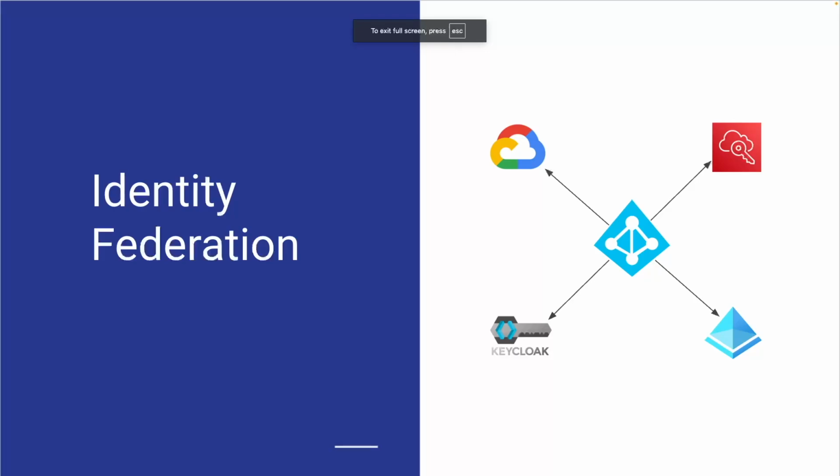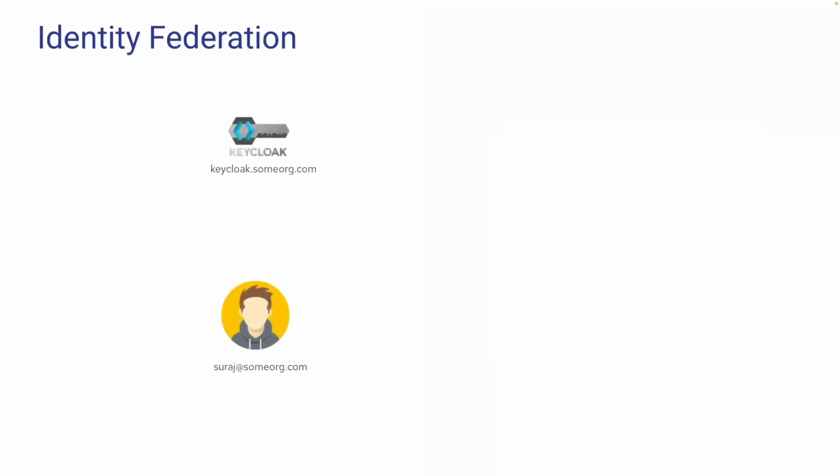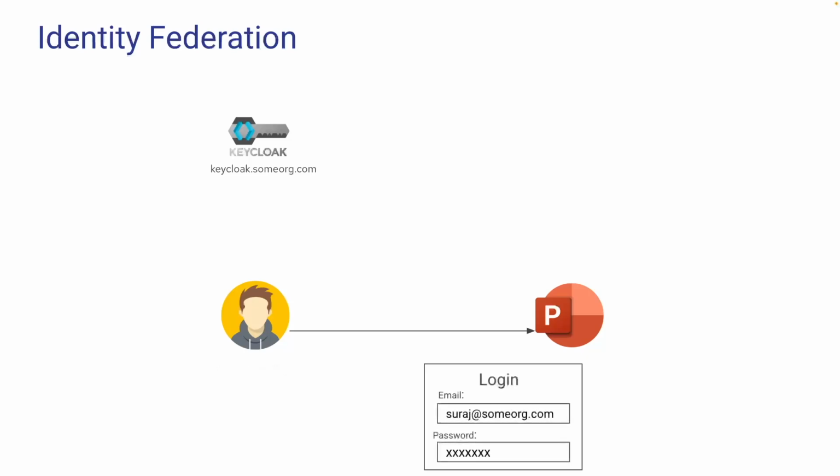Identity Federation. Now, let's take an overview of what Identity Federation is. To understand this concept, let's consider an example. Imagine an organization that uses Keycloak as its identity management system. A user is created in Keycloak and he wants to log into a third-party application, let's say Microsoft PowerPoint, using his credentials. However, PowerPoint relies on Microsoft's internal identity provider, Entra ID, for authentication.